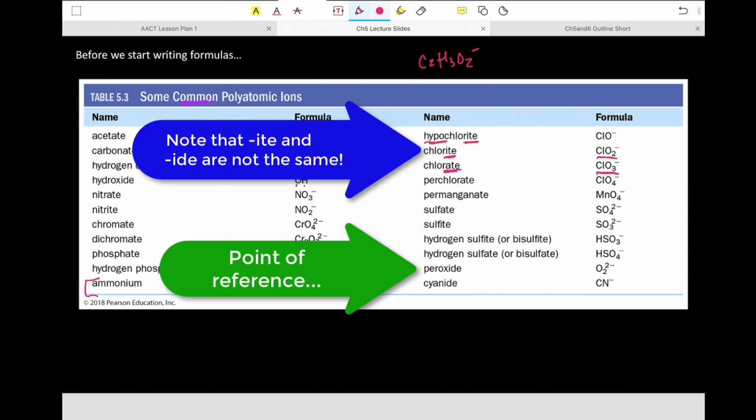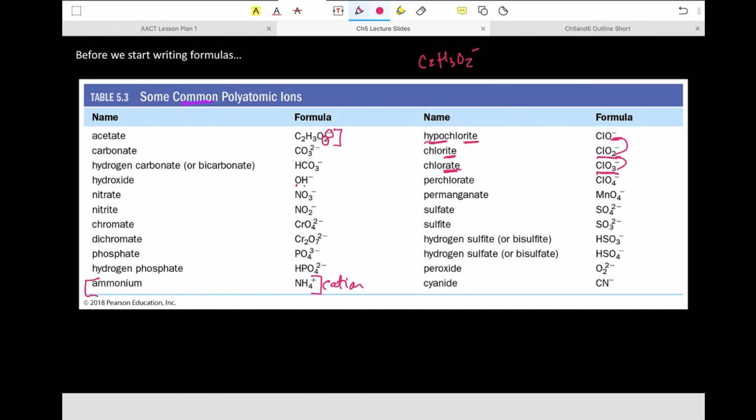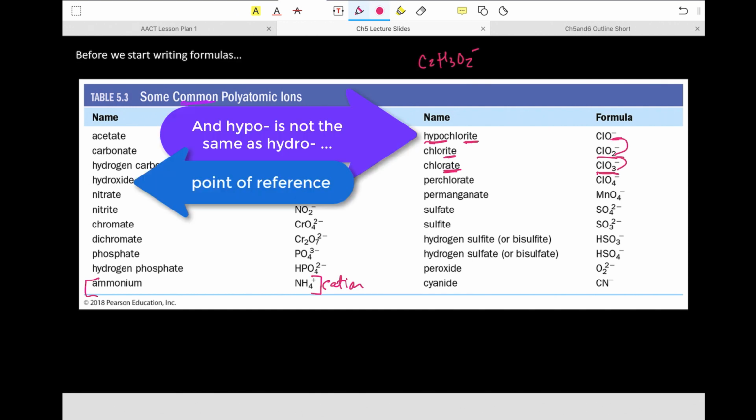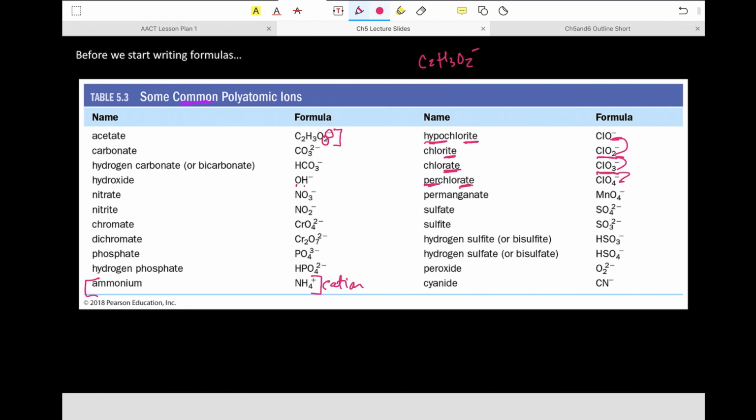And hypochlorite means one less oxygen than the ite version, right? Perchlorate means one more oxygen than the ate version. Yes? So what that means to me is if I know the ate version of something, then I know everything else by extension, right? Sulfite is going to be one less oxygen. Yes? Does that make sense?